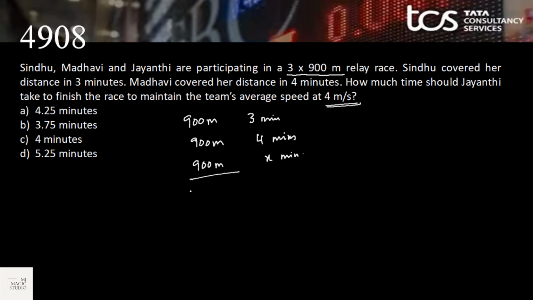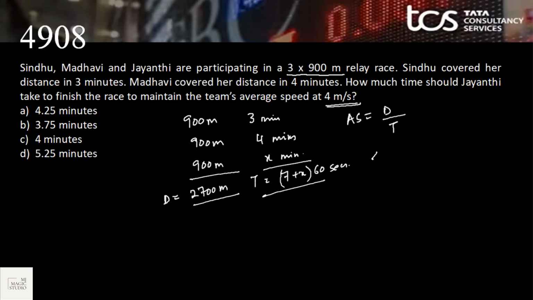Okay, 2700 meter is the total distance traveled. Total time taken is 7 plus x into 60 seconds. And we know that average speed is total distance divided by total time taken. 4 equals 2700 by 60 into 7 plus x. If we solve this, we can find the value of x very easily. That's it.